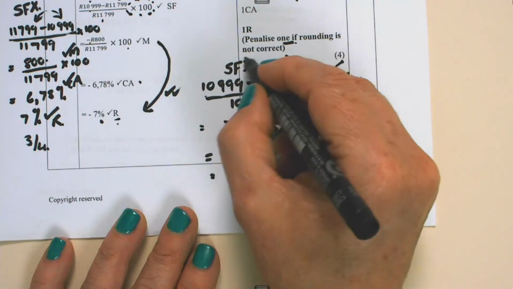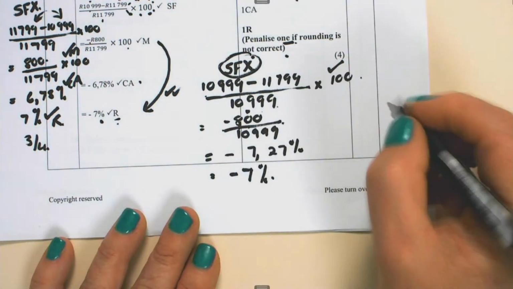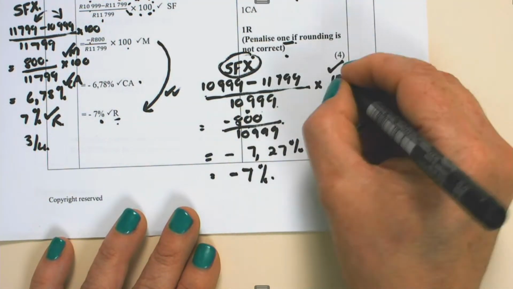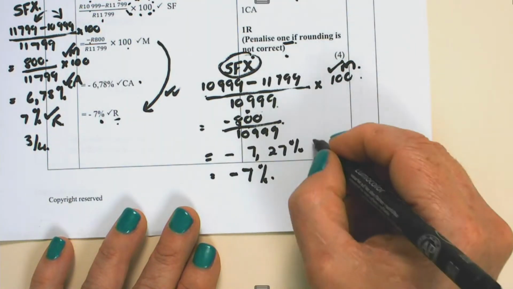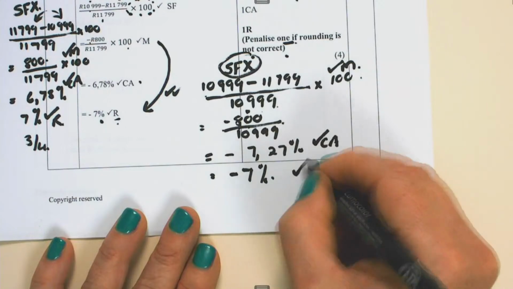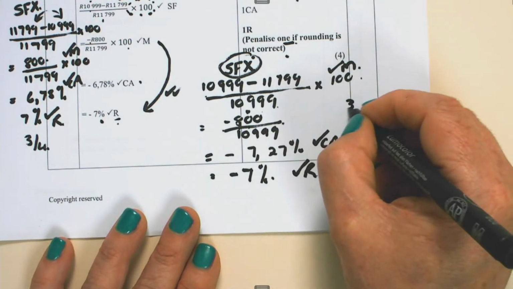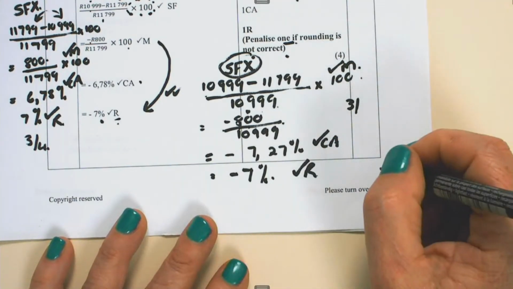So the learner will lose the mark there, but you will give the method mark for multiplying by 100. You will give the CA mark, and you will give the rounding mark, so the learner can still get 3/4.